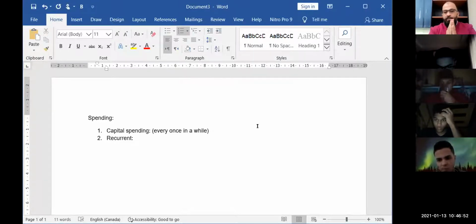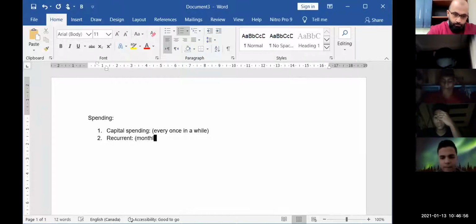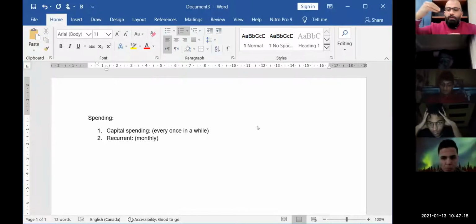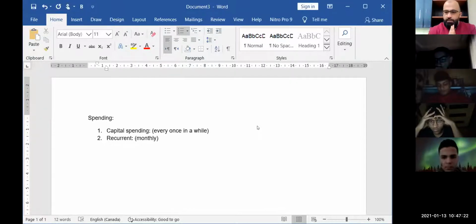So we have capital spending and we have recurrent spending, which is monthly spending. My problem is that capital spending is more likely to be a big amount. We need a big amount of money. In order to buy or build a factory, we want millions of dollars, right? In order to buy an airplane, this is very costly. It costs millions of dollars.